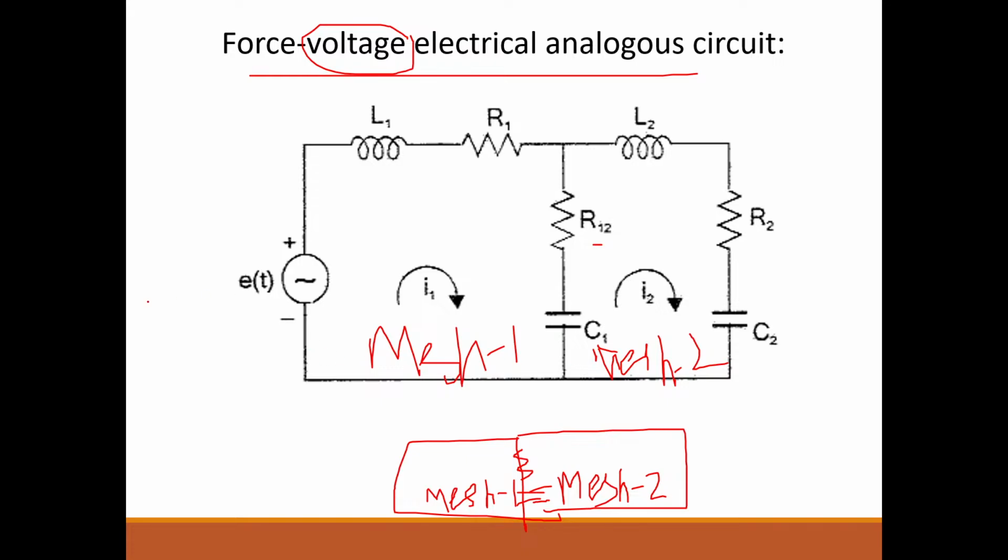Now, F of t was the force which is applied to what? To mass 1. So mass 1 means mesh 1. To mesh 1, what is the applied force? F of t. So the analogous of F of t is E of t. So draw a voltage source in mesh 1.